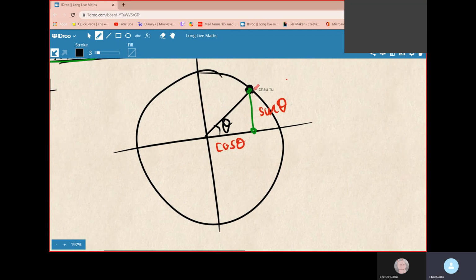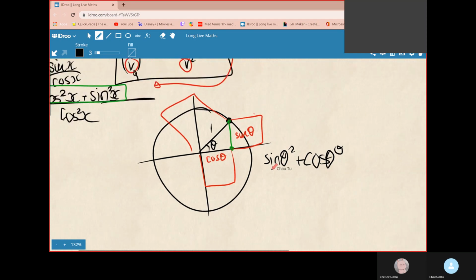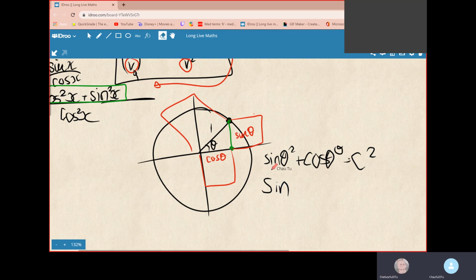Remember Pythagoras? So go on, use Pythagoras to come up with a formula. So 1 squared equals what? Equals c squared. C's not even in there, Chelsea. Oh, 1 squared. Yeah, 1.